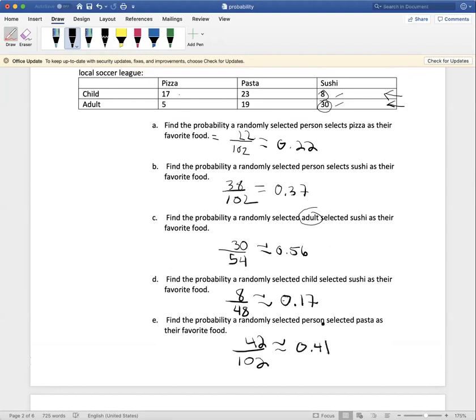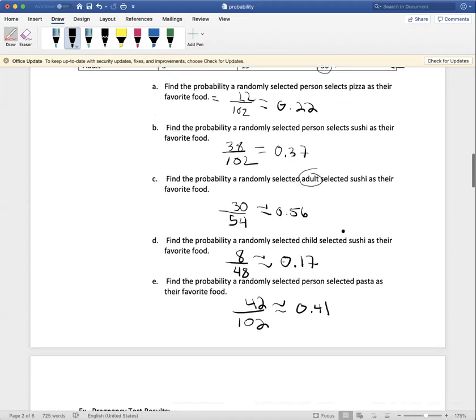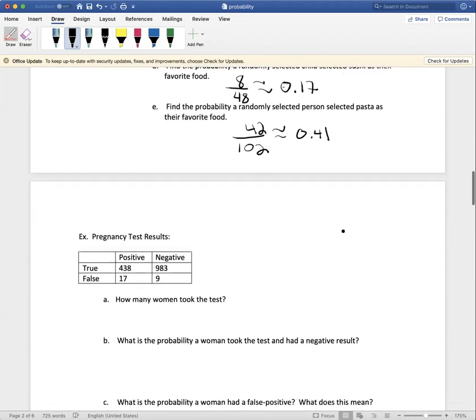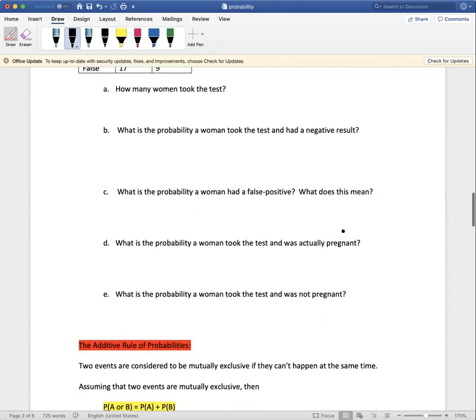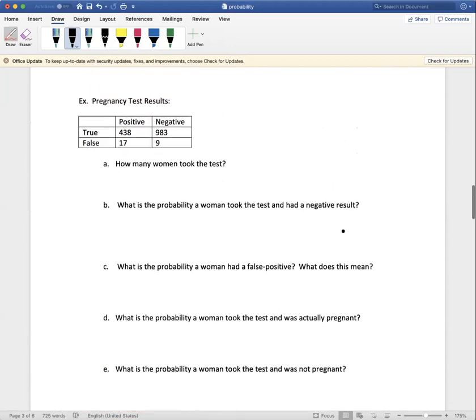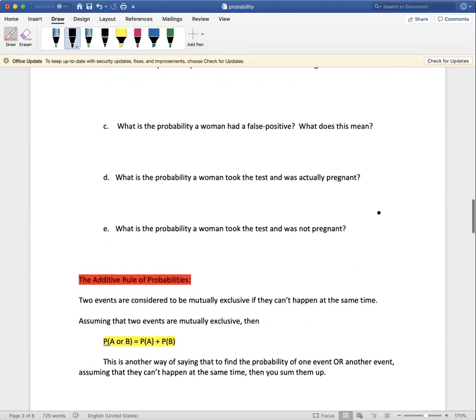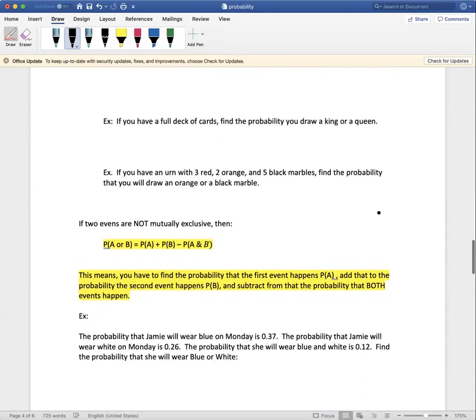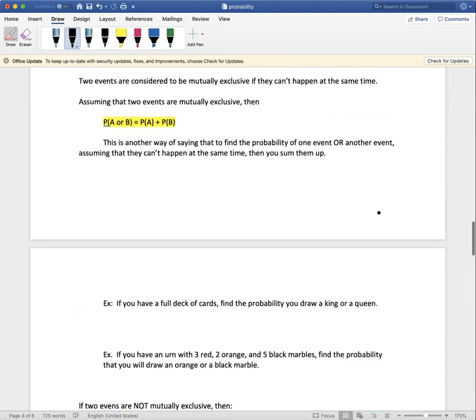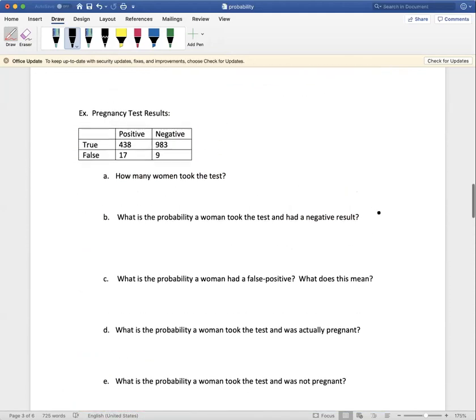Okay, so for this one, I just want you to be careful with your denominator and make sure that you know what the part is and what the whole is. But let's do one more kind of interesting example, which is what I like to call the pregnancy test example. And then we're going to pause the video and I'm going to post a new one that talks about the additive rule of probabilities and then the multiplicative rule of probabilities. But let's get through this one first.